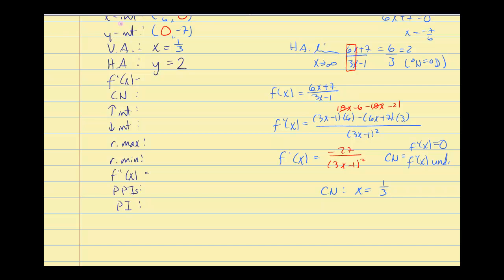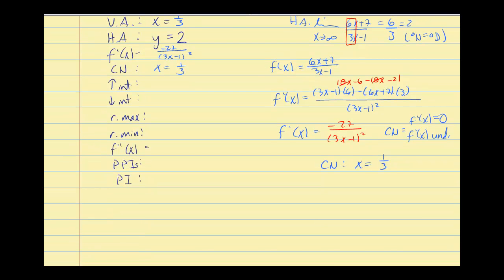So let's come up here and fill in a few more values. F prime of x was negative 27 over 3x minus 1 quantity squared. We had a critical number at 1/3, and now I can check the critical number in a slope chart to find out about intervals where I'm increasing and decreasing and any extrema. So let's go ahead and check this in a slope chart.